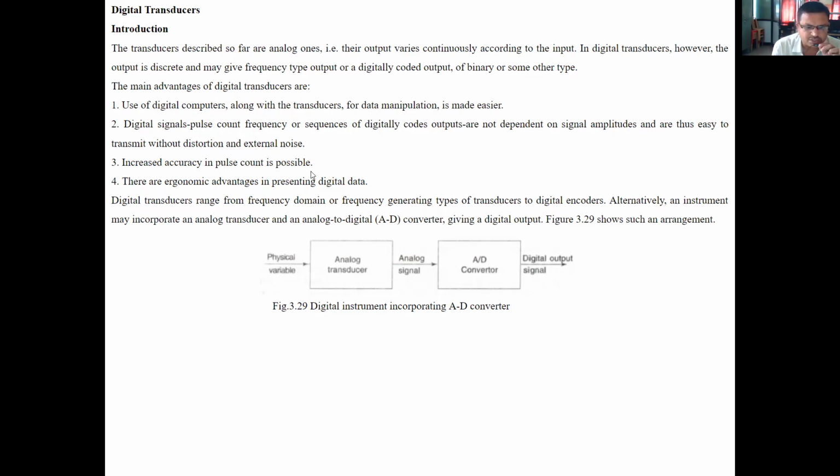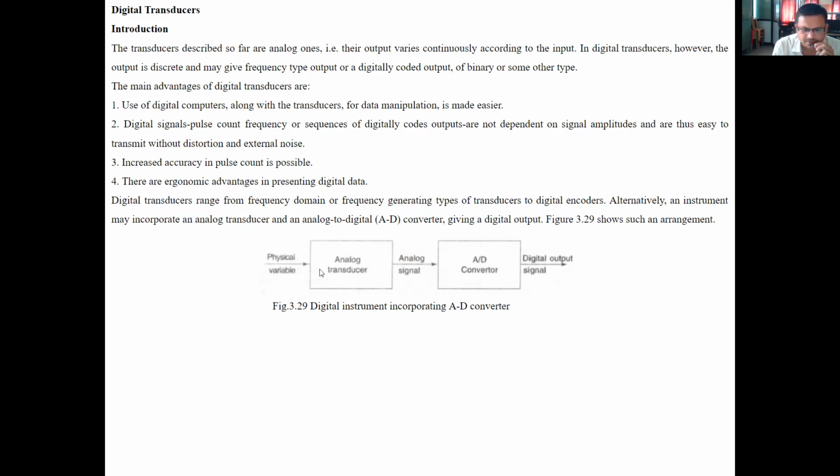Increased accuracy in pulse count is possible. There are ergonomic advantages in presenting digital data. Digital transducers range from frequency domain or frequency generating types of transducers to digital encoders. Alternatively, an instrument may incorporate an analog transducer and an analog to digital converter, giving a digital output. Figure 3.29 shows such an arrangement.